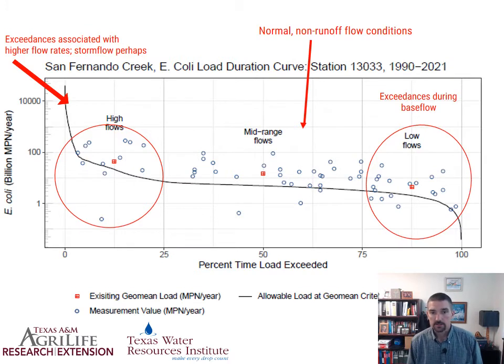So there's not actually E. coli data collected that far back. It was actually the early 2000s when E. coli started being collected. But there was a good data record and good flow data going back that far. So we were able to integrate flow information from that far back into this load duration curve to basically illustrate the range of flow conditions that you might see.